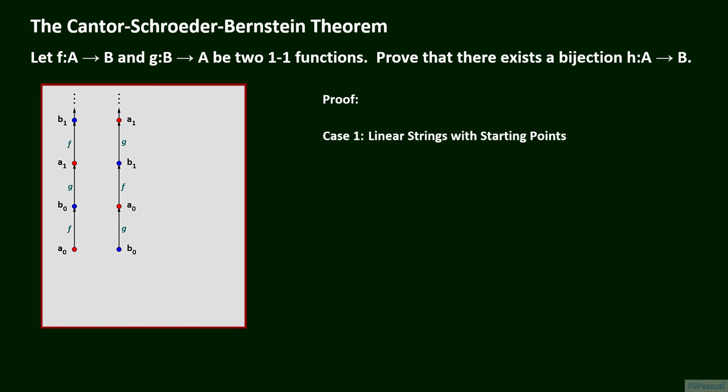The first type is a directed graph that has a starting point, such as the ones shown on the left. If the string were to start with a sub 0 from set A, the assumption is that there is no element b sub minus 1 from set B such that g of b sub minus 1 equals a sub 0. The same thing can be said if the string were to start with an element b sub 0 from set B. For this type of a string, there is no element a sub minus 1 from set A such that f of a sub minus 1 equals b sub 0.